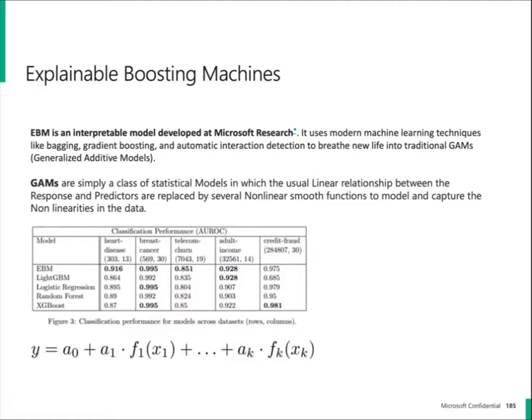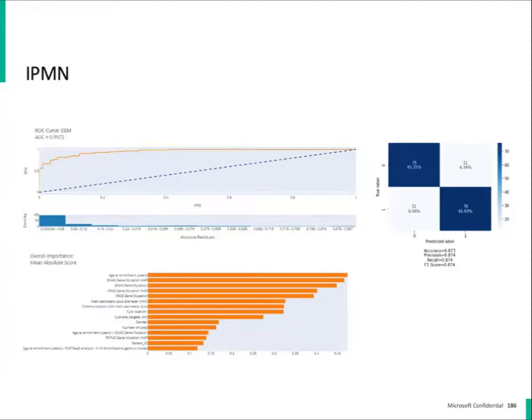really high accuracy. And in many ways, what we're talking about here are GAMs, which is a class of statistical models in which the usual linear relationship between response and predictors are replaced by several nonlinear smooth functions to model and capture the nonlinearities of the data. Oh boy, I screwed up that word. Nonlinearities. Ooh, what a word, what a word.